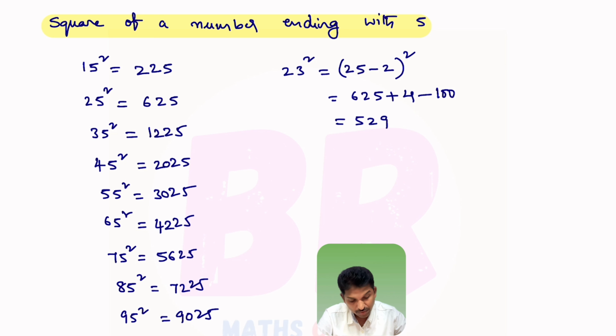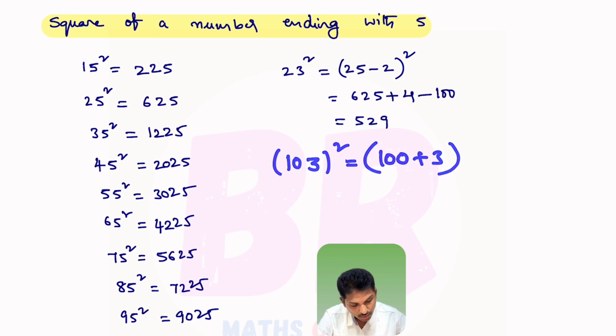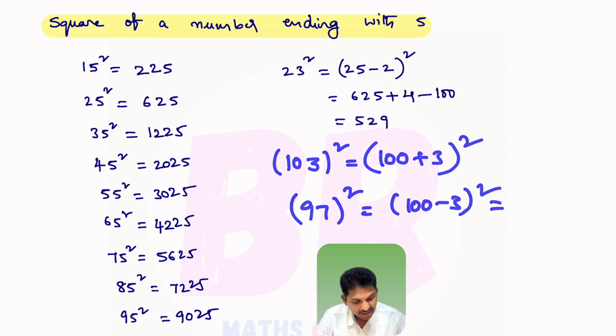Similarly, 28 square you want to calculate. 28 square can be written as 25 plus 3 whole square. Not only that, you need to calculate 103 whole square. 103 whole square, you can write as 100 plus 3 whole square. Or else you want to calculate 97 whole square. That can be written as 100 minus 3 whole square. In this way also, you can calculate squares of numbers quickly.